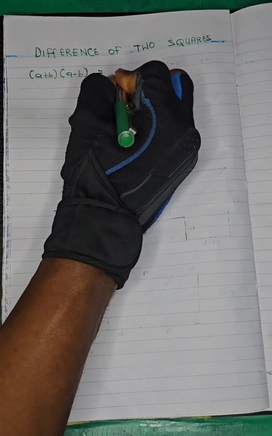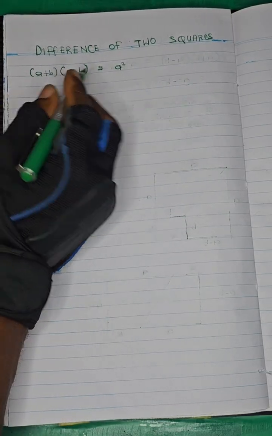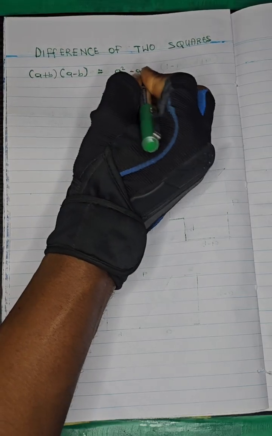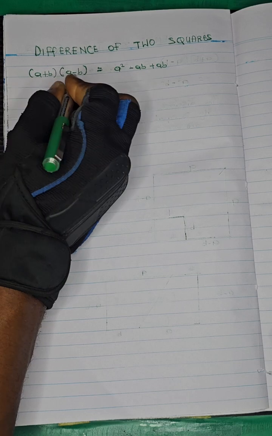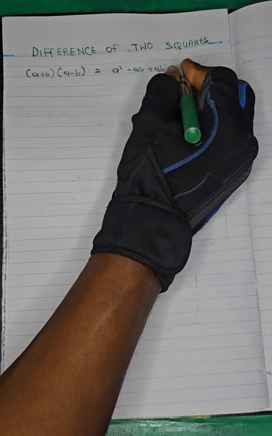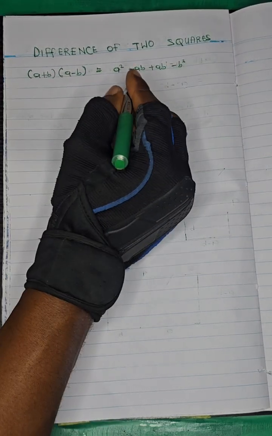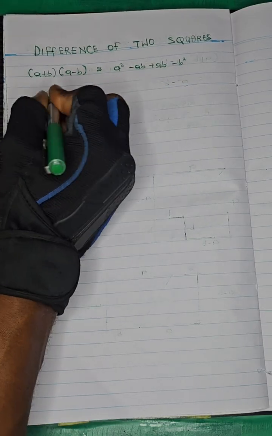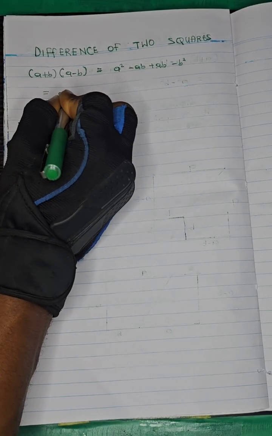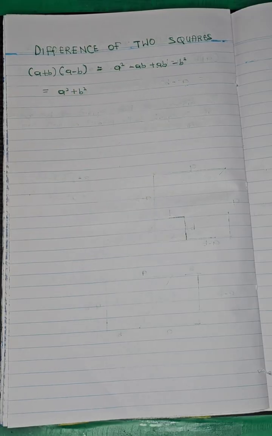This will be equal to a multiplied by a will give you what? A squared. A multiplied by minus b will give you what? Minus ab. B multiplied by a will give you what? Plus ab. B multiplied by minus b will give you also minus b squared. So you can see that these are the same, but one has negative sign and one has positive sign, so they will cancel each other. So your final answer is a squared minus b squared.